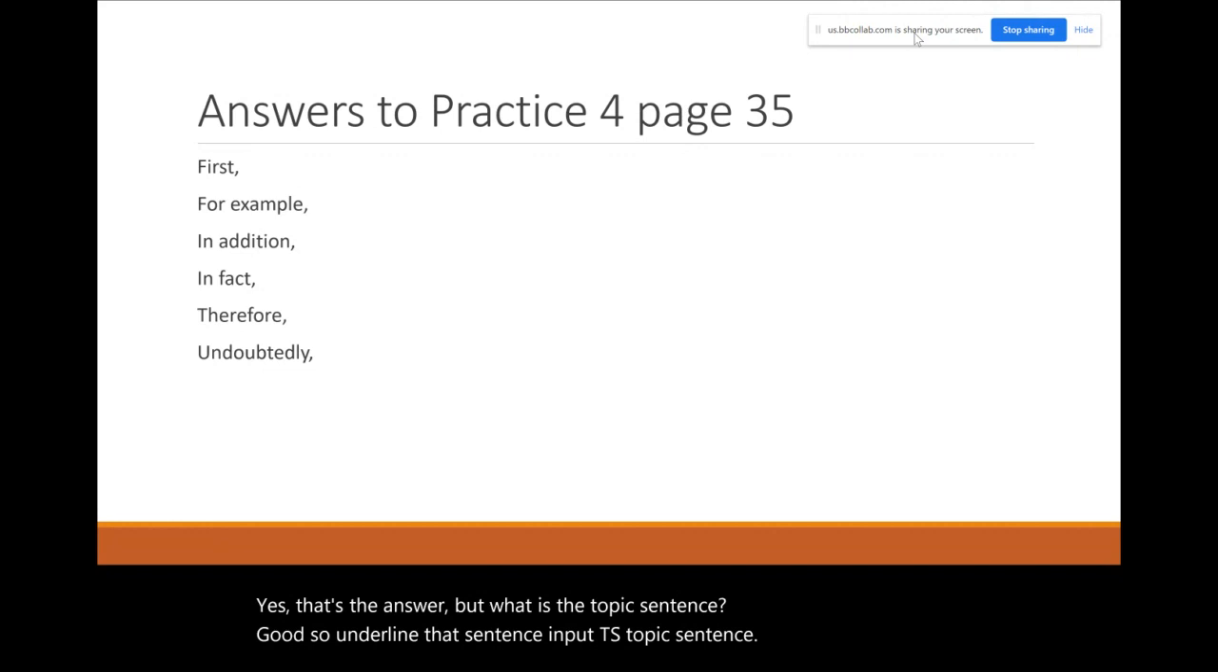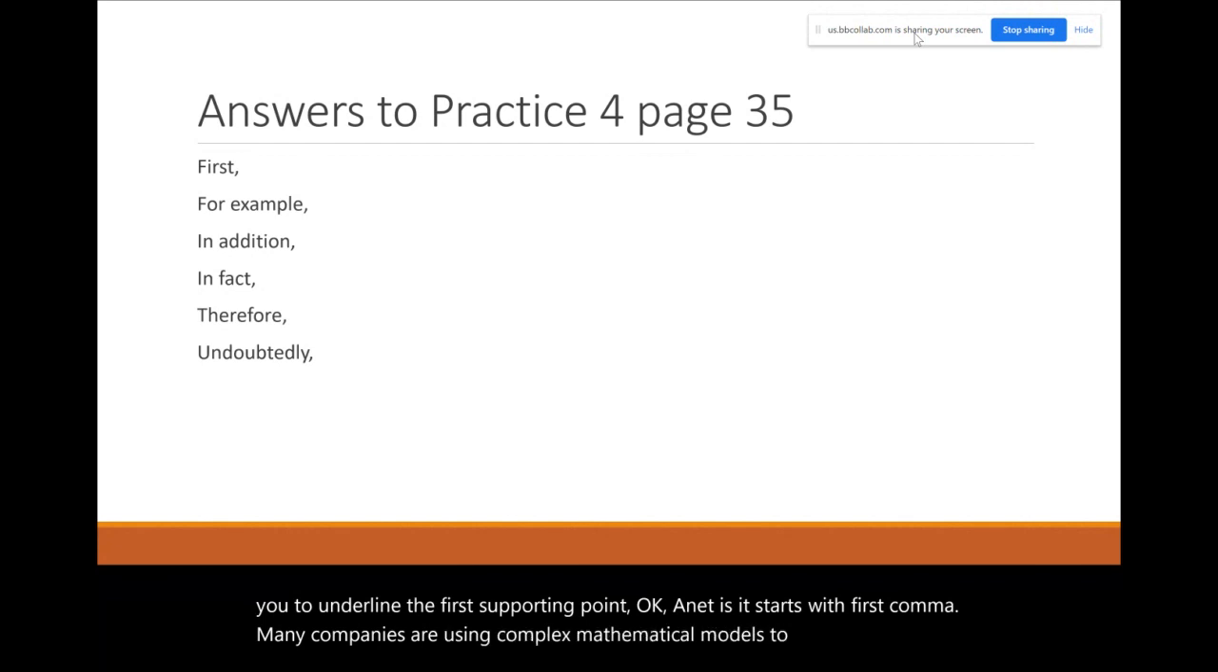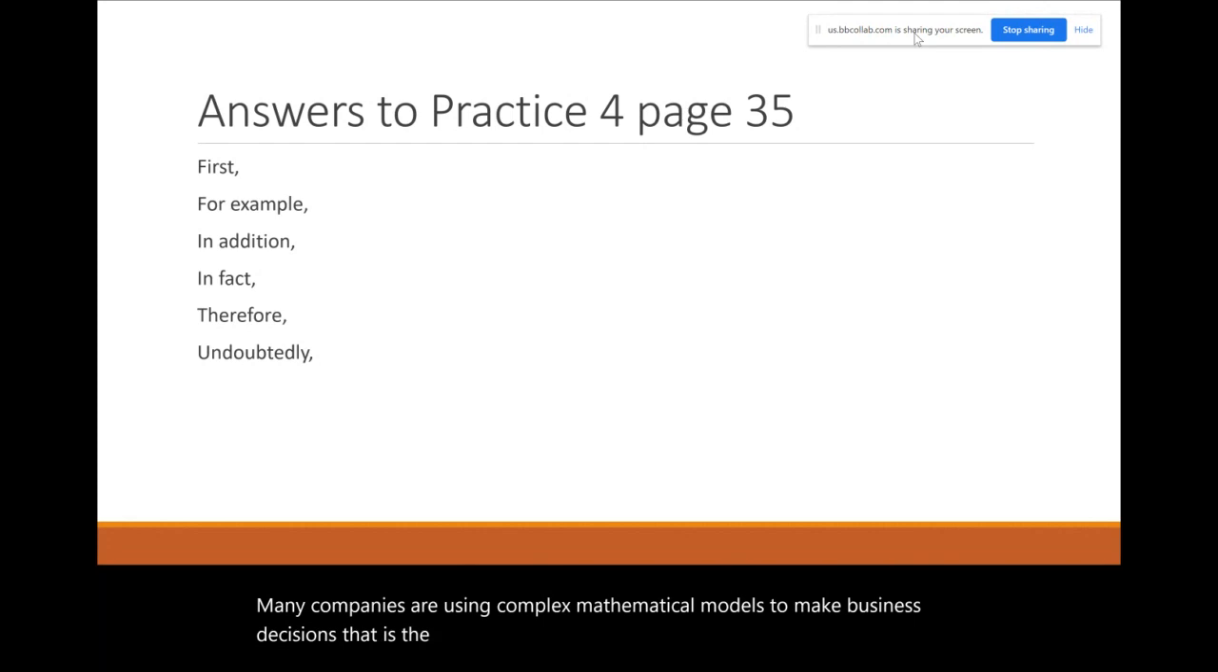Okay? Then if you have a different color highlighter or pen, I want you to underline the first supporting point, okay? It starts with first, comma, many companies are using complex mathematical models to make business decisions. That is the first supporting point.